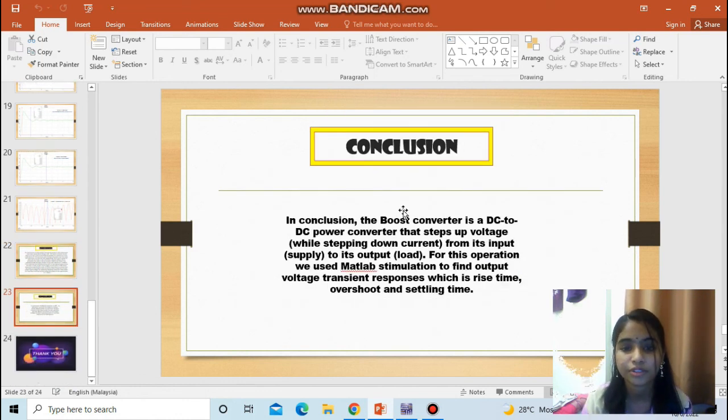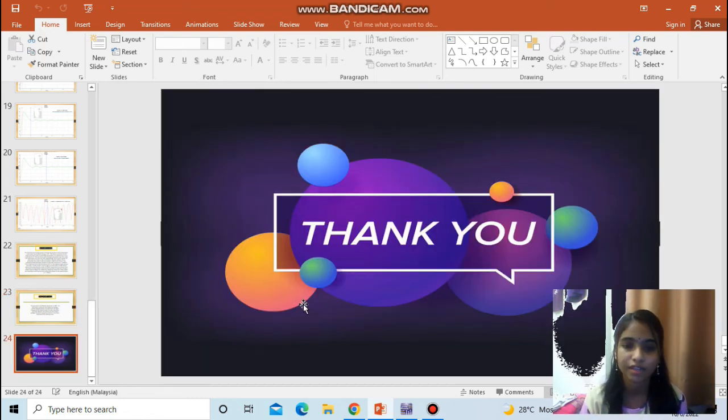The conclusion of this topic is that the boost converter is a DC to DC power converter that steps up voltage while stepping down current from its input supply to its output load. For this operation, we use MATLAB simulation to find the output voltage transient response, which is rise time, overshoot, and settling time. That's all from us. Thank you, sir.